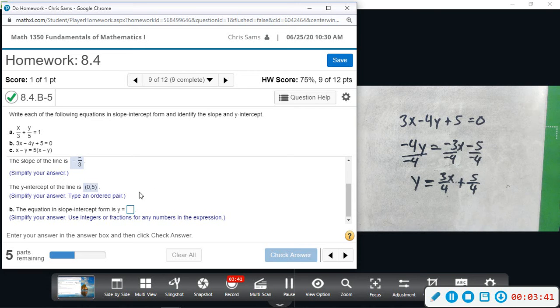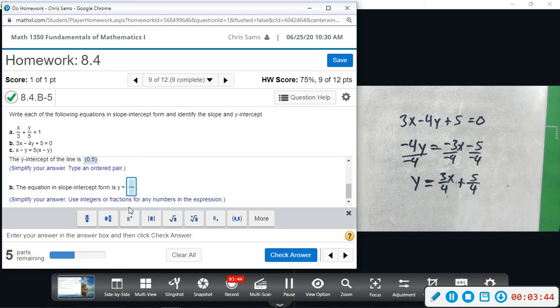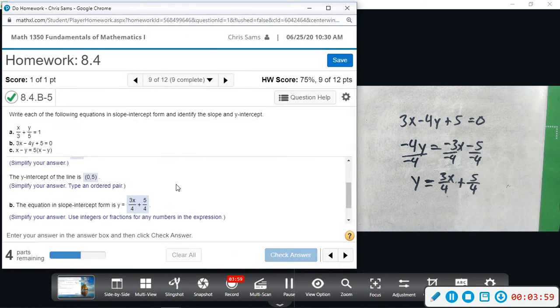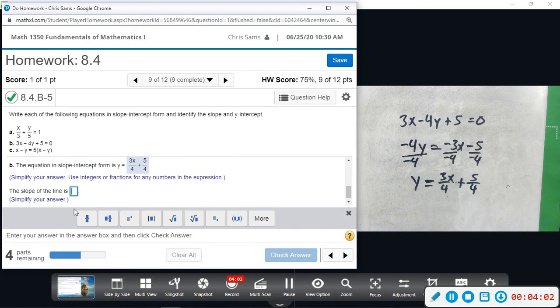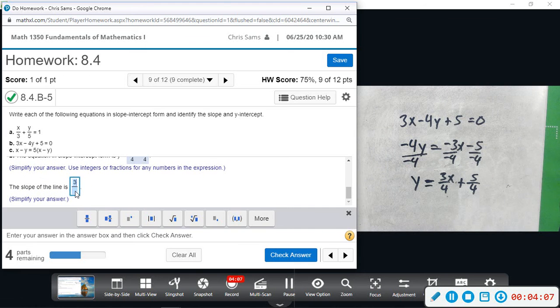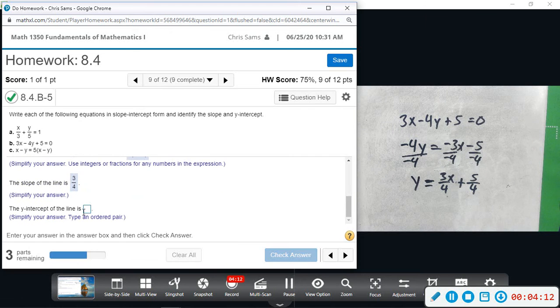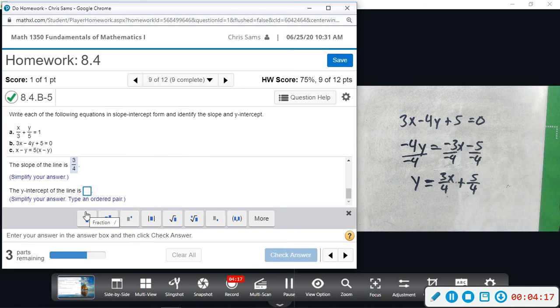as our y-intercept. Alright, so our slope is 3x over 4 plus our y-intercept is 5 divided by 4. Alright, the slope, again, is the part attached with the x, so 3/4. And then the intercept as an ordered pair is 0 for the x value, and then 5/4 for the y value.